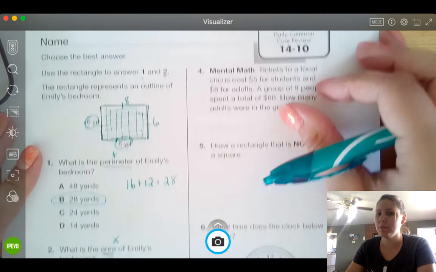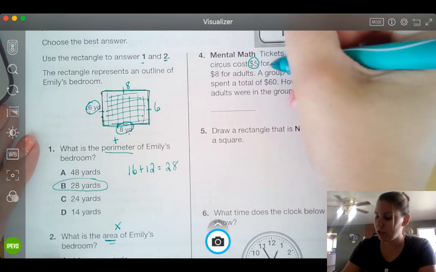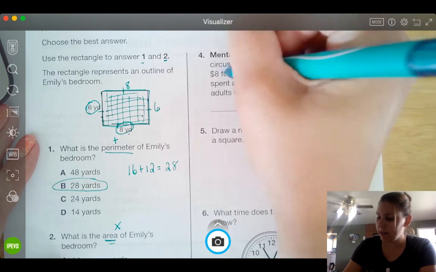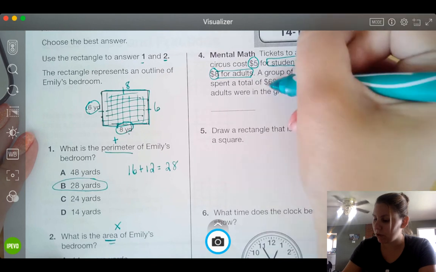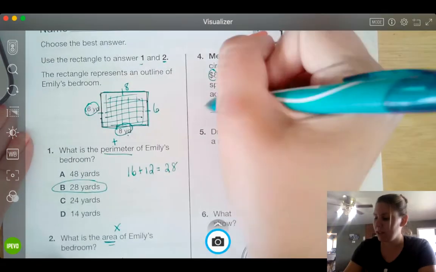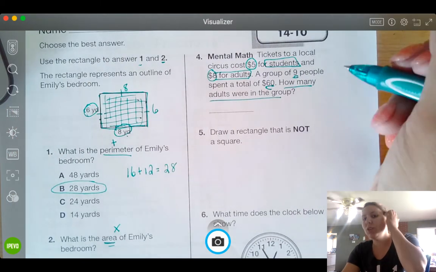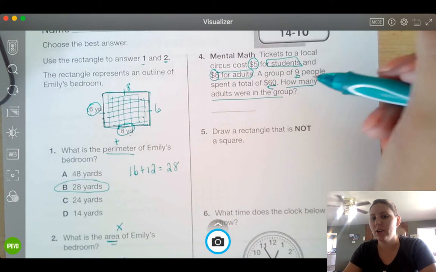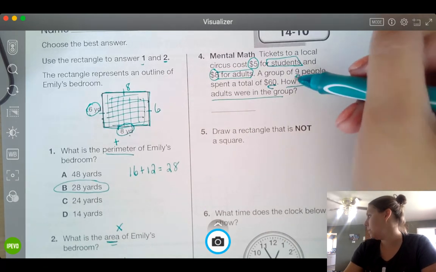Now we're going to move up to number 4, mental math. Tickets to a local circus cost $5 for students and $8 for adults. A group of 9 people spent a total of $60. How many adults were in that group? This one is really tricky, because you know that these two together have to add up to 60 somehow. And you know there's 9 people.